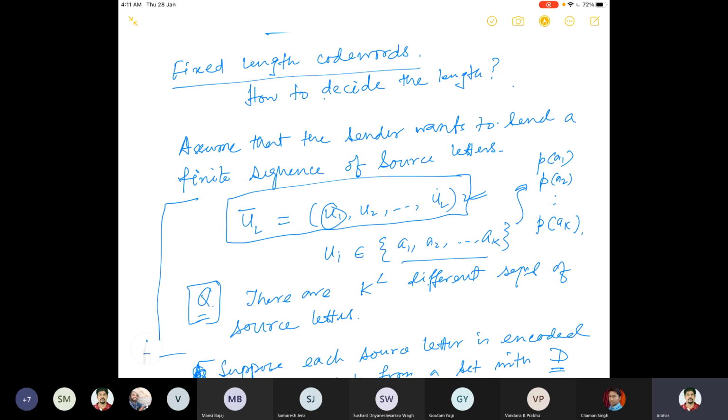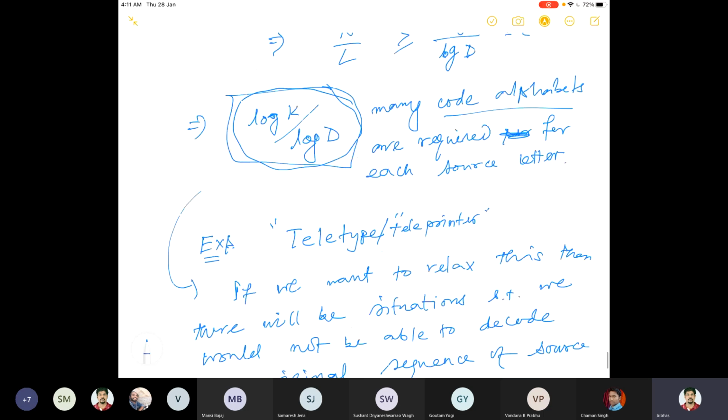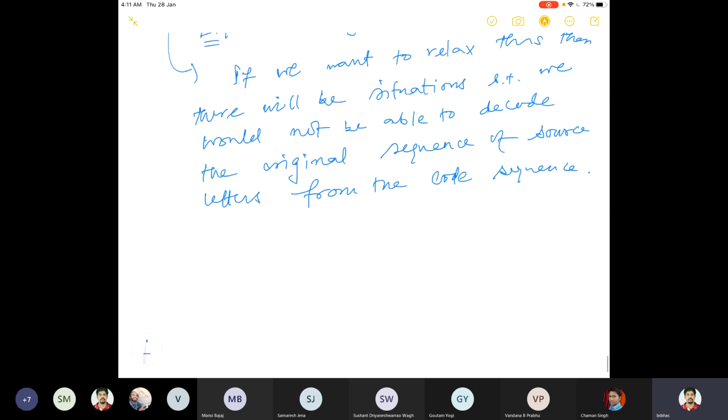And this is what is called the source coding theorem for fixed length code words. Okay, this is what we're going to show now. Now there are two issues here which I will not discuss in depth. There are two questions here. Let's say, what do we mean by saying L is sufficiently large?